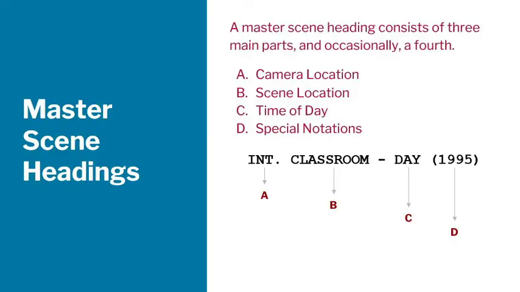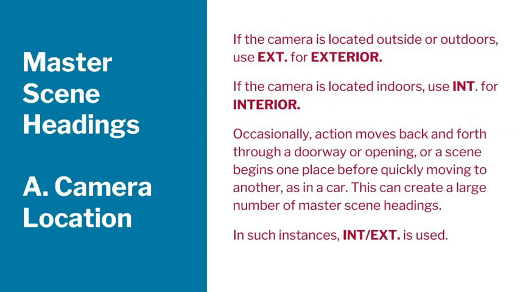A master scene heading consists of three main parts, and occasionally a fourth: camera location, scene location, time of day, and special notations, such as the year. Starting with camera locations. If the camera is located outside or outdoors, use EXT for exterior. If the camera is located indoors, use INT for interior.